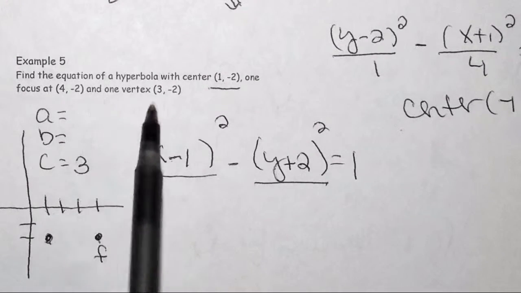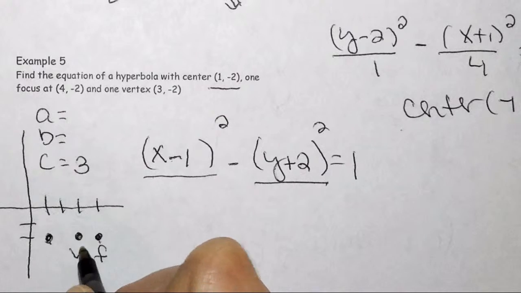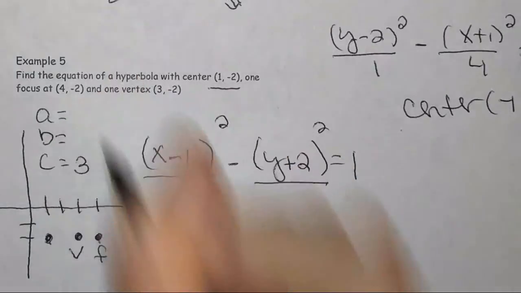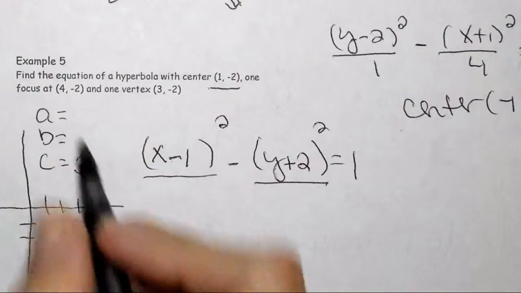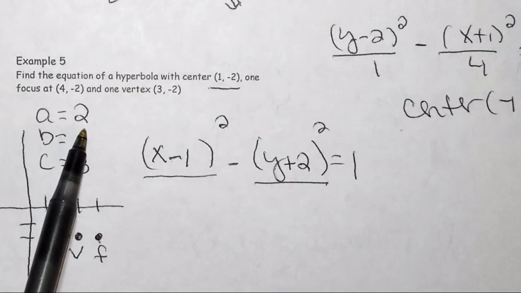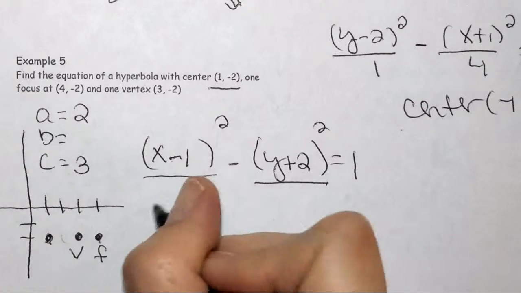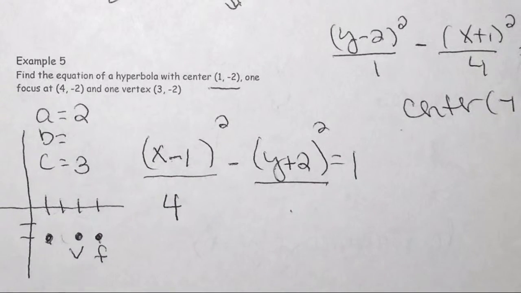Okay. They also gave me a vertex, and the vertex is at 3, -2. If they give you the vertex, did they give me A or B? A. And what is A? No, how far is it from the center? 2. Can I write some more of my equation now? Yeah, because A squared always comes first, so what's going to go under the first fraction? 4. As soon as I get B squared, I'm done because I didn't have to graph it.